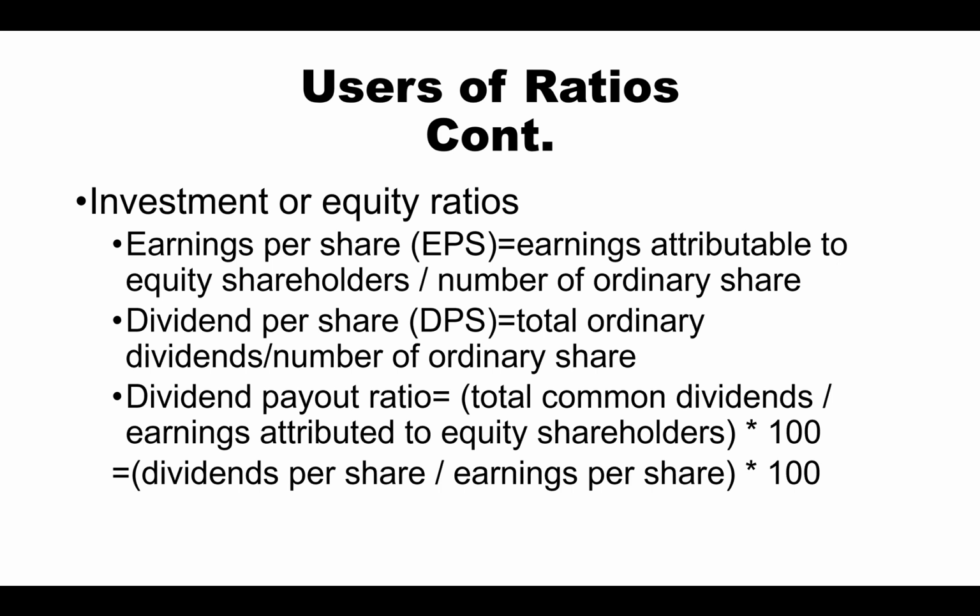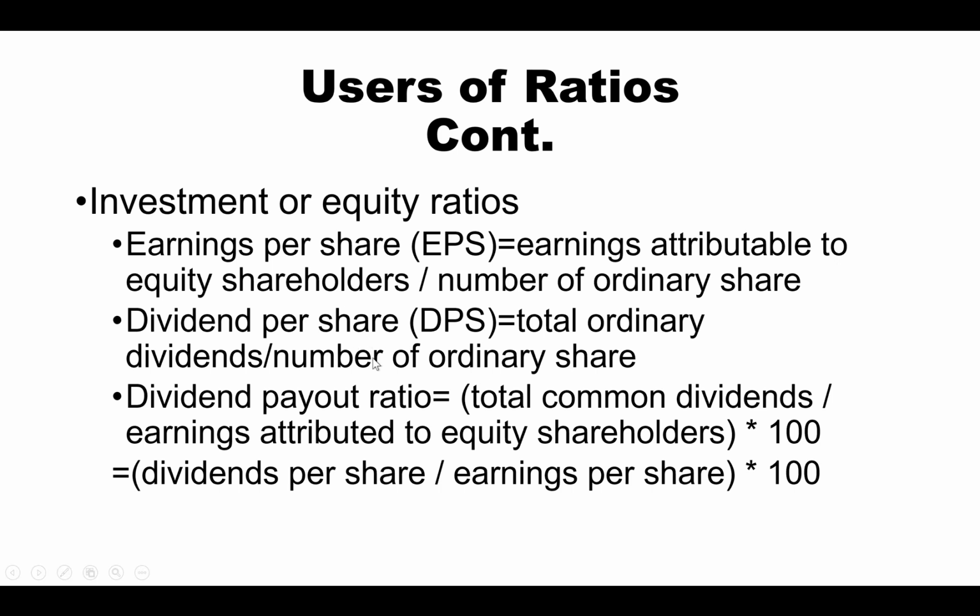Then you have the dividend per share, which represents the amount of cash dividend that shareholders expect to receive for every share invested in the company. So the total ordinary dividends, you have to divide by the number of ordinary shares.